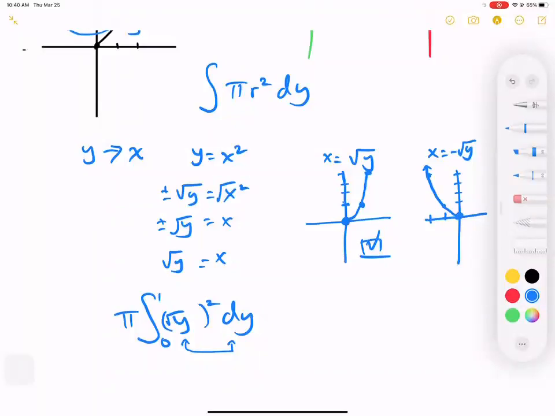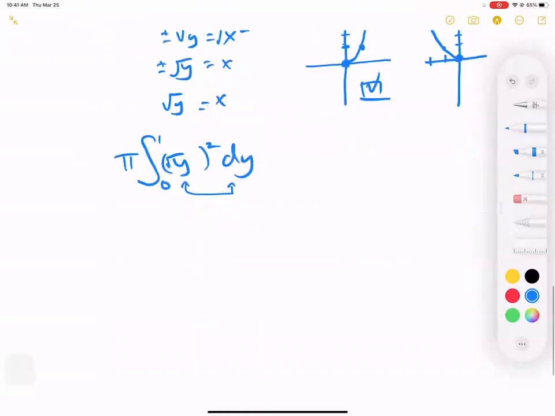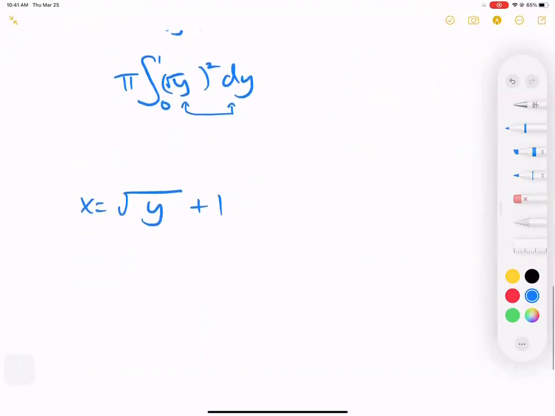Let's go ahead and do a problem where we're shifting axes. So here's a problem. x equals the square root of y plus 1. Okay, so do we know what that looks like? Square root of y. We literally just did it, right? A square root of y looks like a square root problem, but going in the wrong direction.